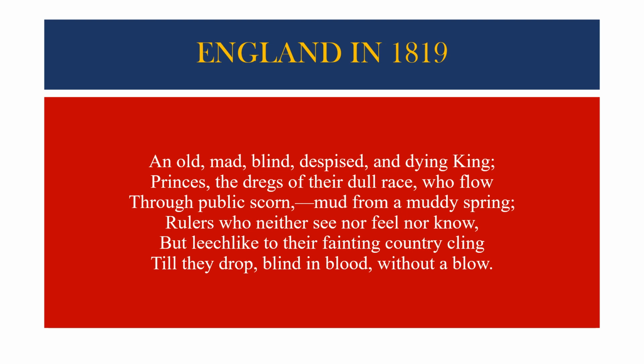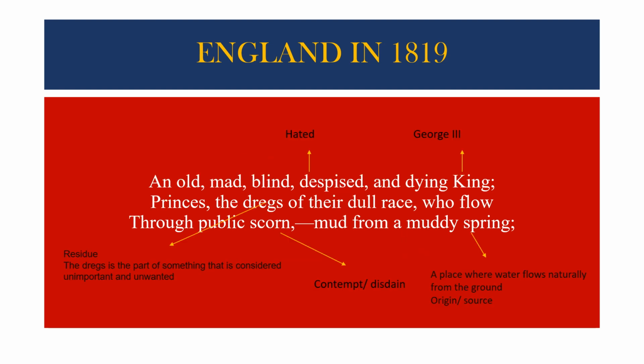An old, mad, blind, despised, and dying king; Princes, the dregs of their dull race, who flow through public scorn, mud from a muddy spring; Rulers who neither see nor feel nor know, but leech-like to their fainting country cling, till they drop blind in blood without a blow. So, an old, mad, blind, despised, and dying king.